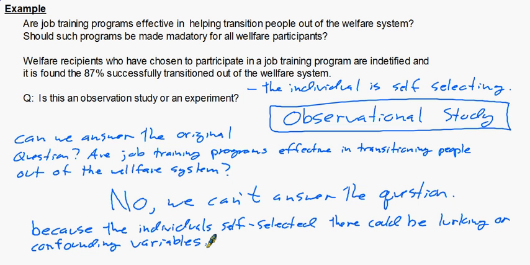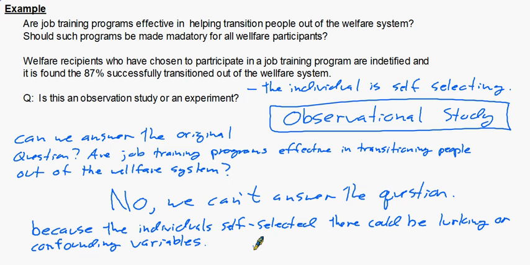Because the individual is self-selected, there could be lurking or confounding variables. For example, the people who voluntarily chose to participate in these job training programs, maybe they would have actually transitioned out of the welfare system anyways because of issues of motivation or situation or education or all kinds of variables that exist. This self-selecting group may not be representative of the whole population of people participating in the welfare system.